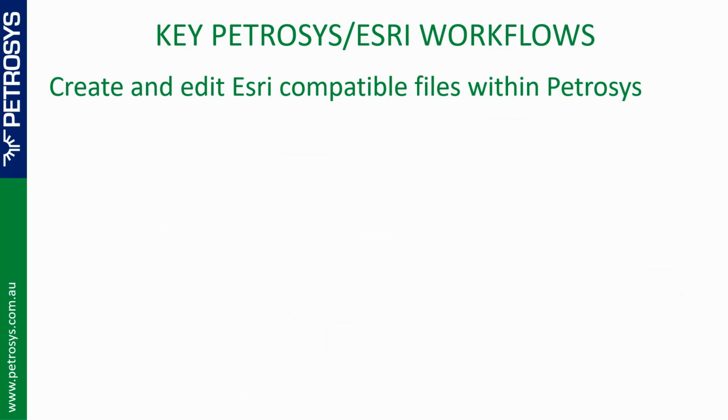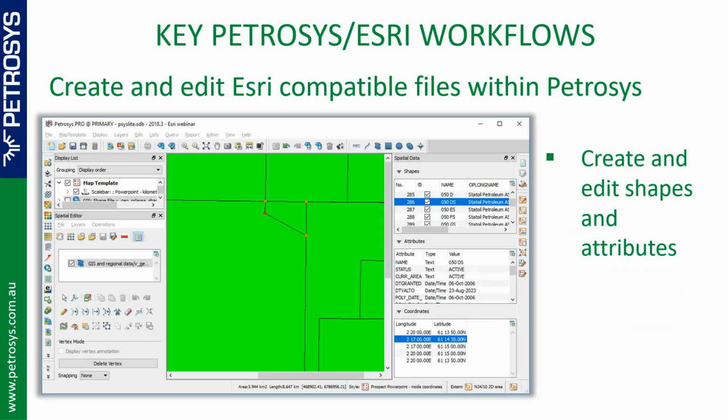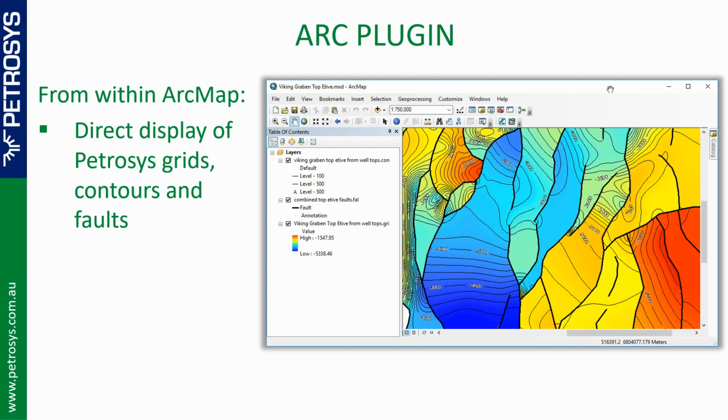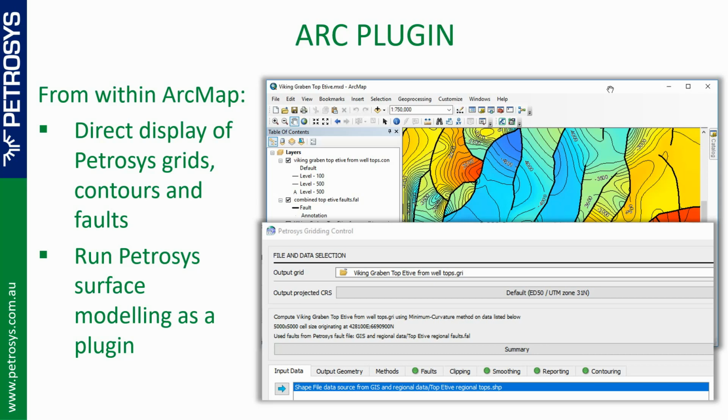There are many places in Petrosys where it's possible to create Esri formats. Our Spatial Editor allows both the creation and editing of shapefiles and file geodatabases. Shapes, attributes, and individual coordinates can be edited using easy and intuitive tools. Petrosys also has a plugin for ArcMap, although we won't cover this in the live demo today. The plugin allows ArcMap users to add Petrosys grids, faults, and contours, which will display with good rendering and be available to them as native objects within Arc. The plugin also allows ArcMap users to run Petrosys Advanced Surface Modeling, giving access to both interpretation and Esri data as gridding inputs.